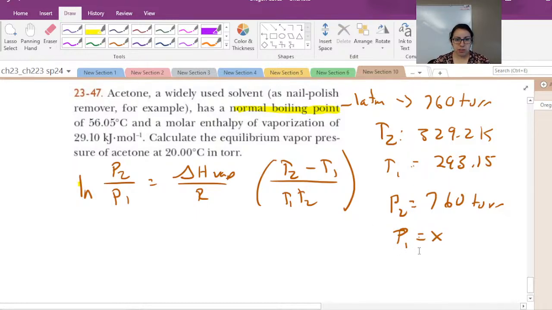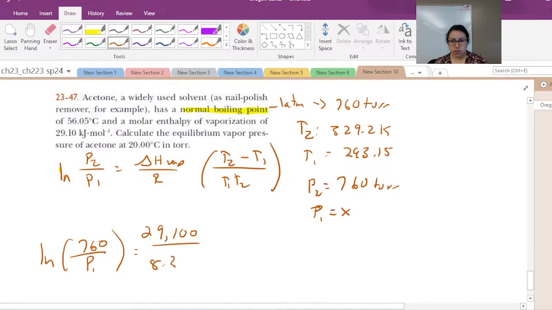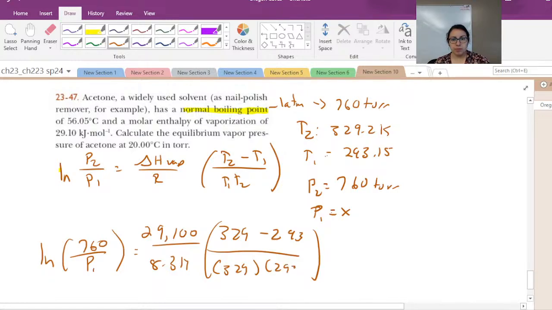At this point we're good to plug everything in and solve. Just don't forget to convert to joules on our change in vaporization, and again, don't mix up your T2 and T1. Our constant, that's 8.317, right? Yeah, it's still 8.314. Sorry, I have bad handwriting.